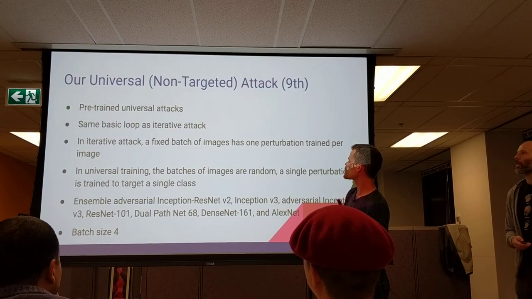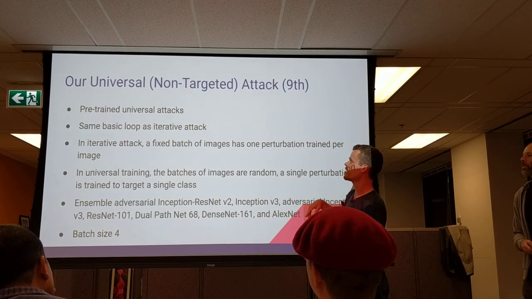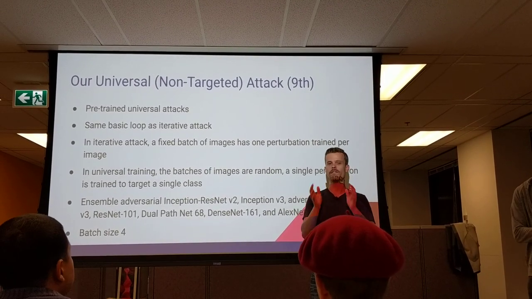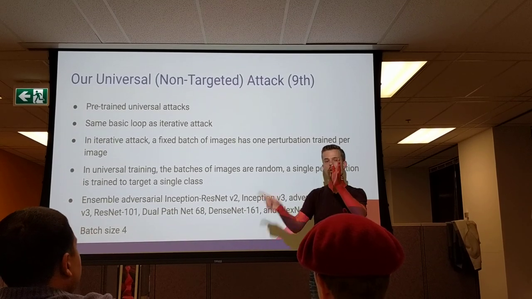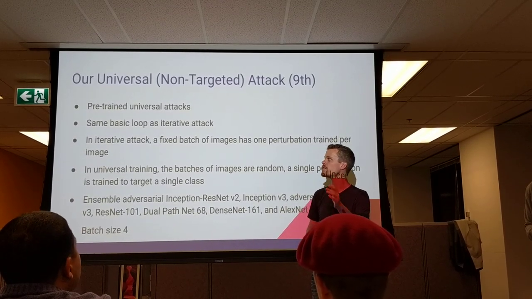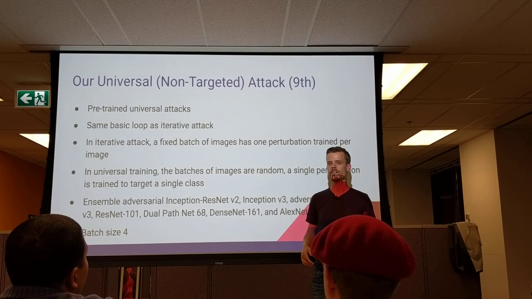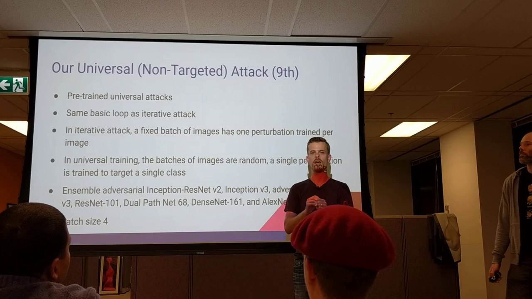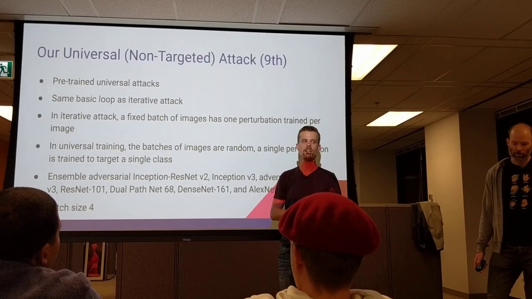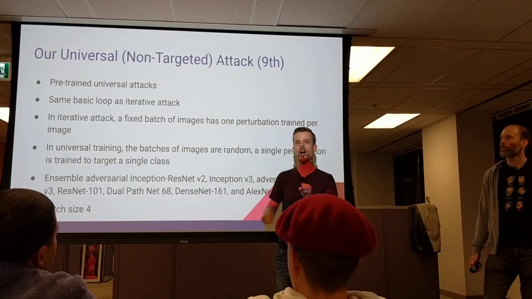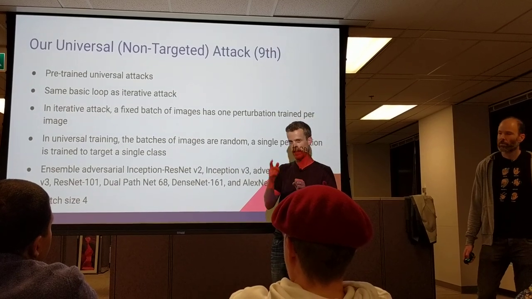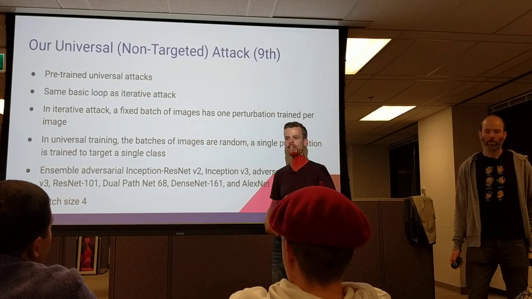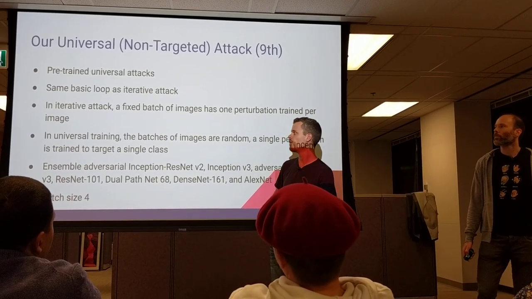And then we had a non-targeted attack that we did. Basically, earlier we were making one attack for one image, right? We put that image in and then we looped a bunch of times, taking steps, calculating derivatives. Well, in principle, we could do that differently. We could have one perturbation that we train, and we put random batches of images in, but we keep updating the attack. So in principle, we're drawing from a distribution of images, and we're hopefully creating one attack that always works against all of them.